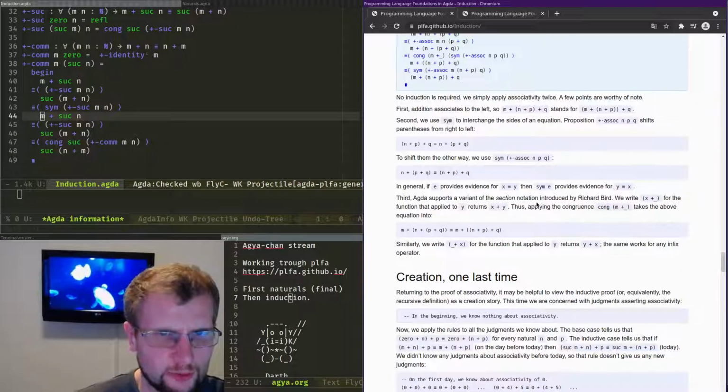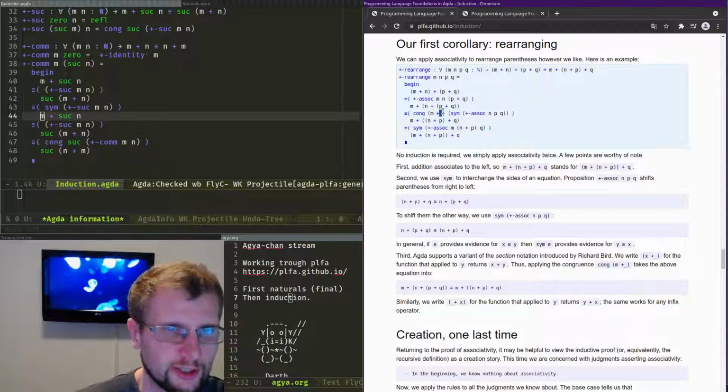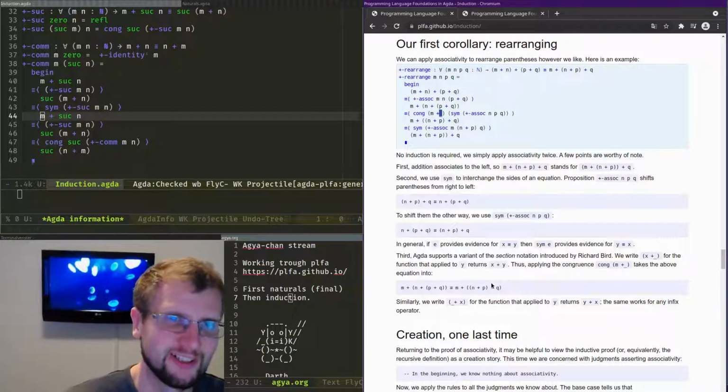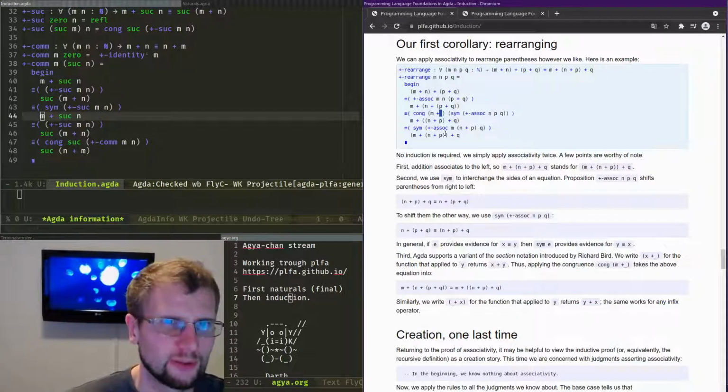Third, Agda supports a variant of section notation introduced by Richard Bird. We write _x for the function applied to y, thus applying the congruence takes the above equation to the following. Yeah, so it's like Scala sections. So you're saying... why don't they just write out lambda? It'd be kind of easier. But yeah, so, wait, did I copy this? Rearrange? Probably should.